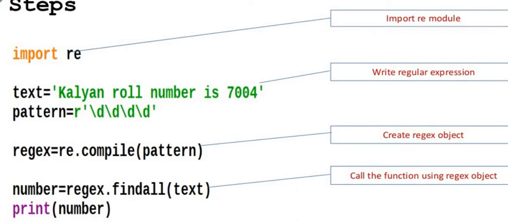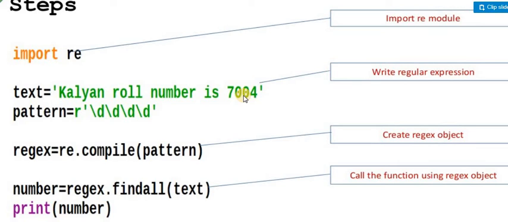Now let us understand with the examples. First of all, we are using the re module in our program. So what do we have to write here? import re. That means we are importing the re module in our program. Now this is the normal string, like text equal to Kalyan roll number is 7004. Now this is the main string in which we want to search the patterns.